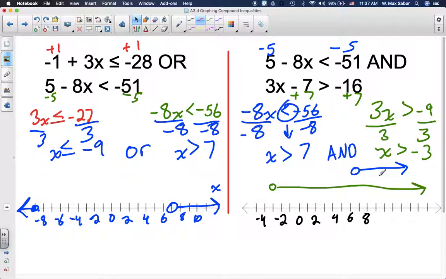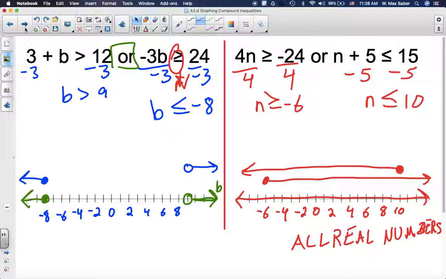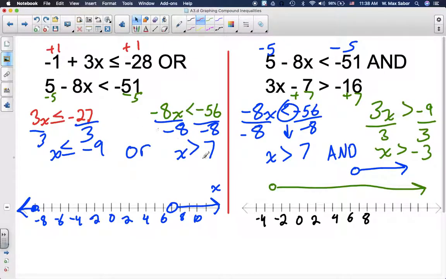Now this is the first time that we've had both of them facing in the same direction. So we go back to what "and" says. "And" said that we're shading where all inequalities are true, the overlap. So what makes both of them true at the same time? This doesn't make both of them true. This doesn't make both of them true. It doesn't make both of them true until we get here. So here, that is our inequality. X is greater than 7 is more restrictive than x is greater than negative 3.